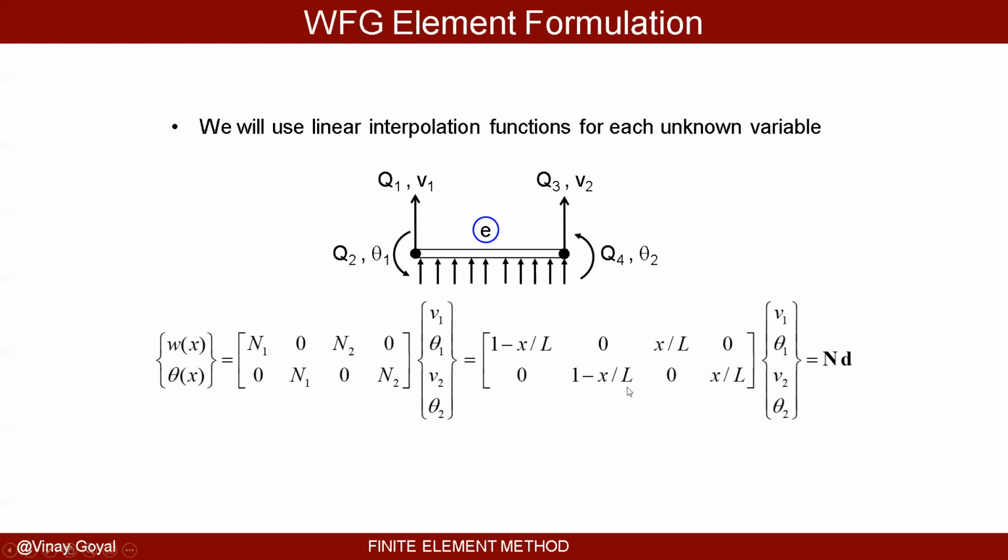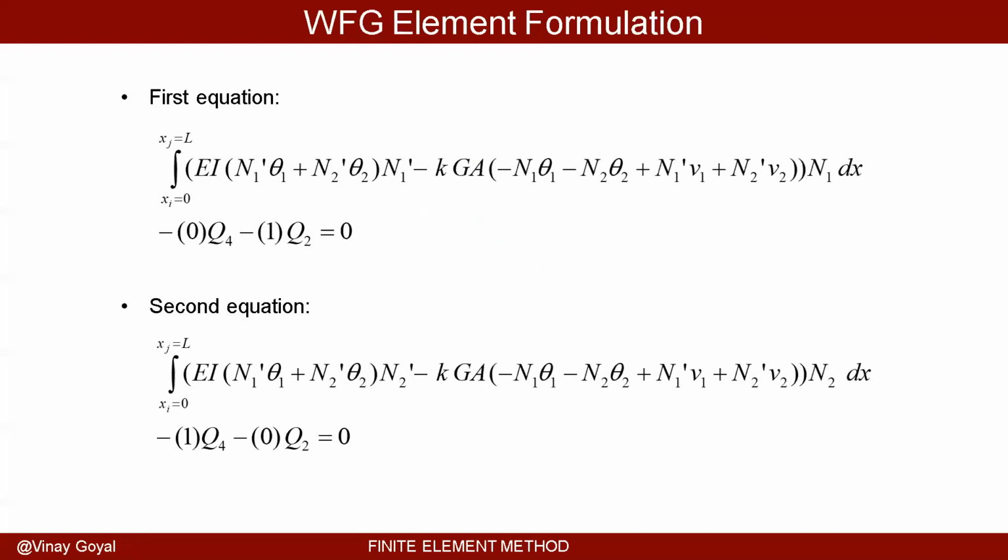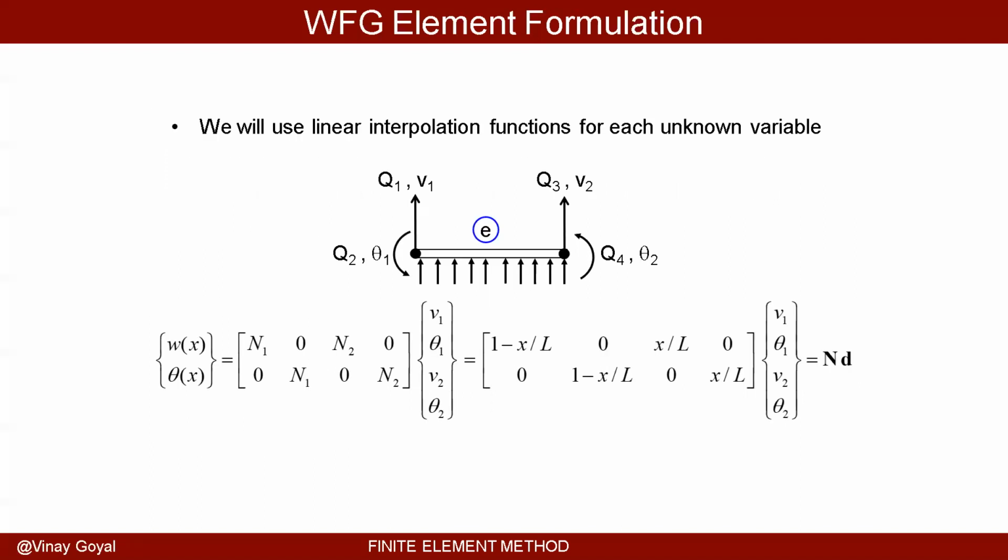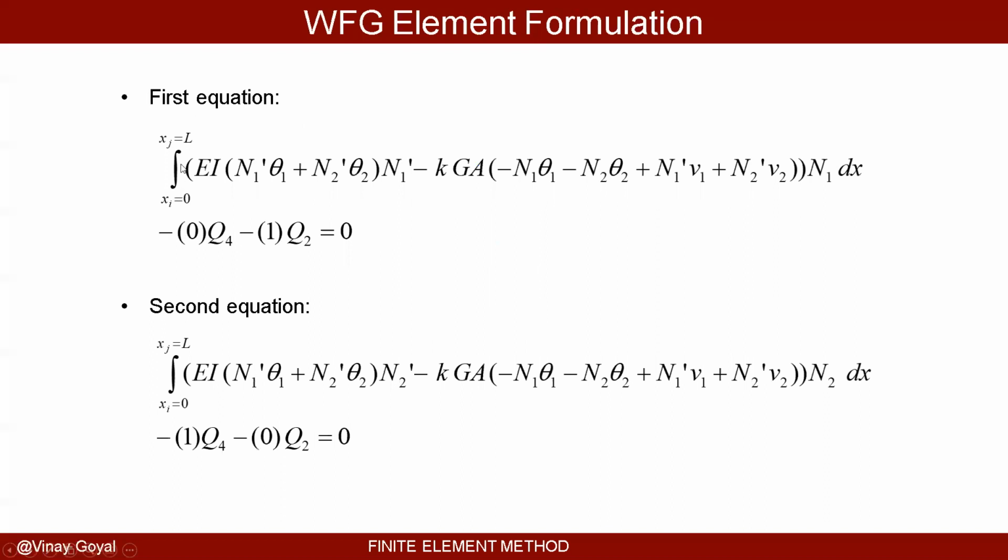I'll call this whole thing M bold and this column vector D bold. And again, I'm after W and theta. I'm approximating W and theta using the shape functions, and then these nodal quantities are unknown. That's what we're after here. And so now I'll substitute W and theta into the weak form, the first equation, I have that.